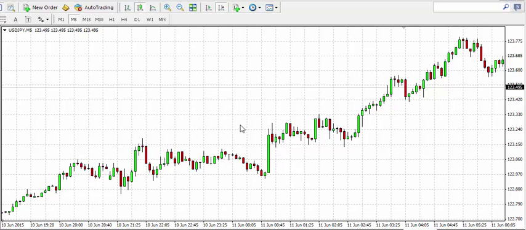When you're looking at this chart as a whole, here are your levels of support and resistance. Here's your first level of resistance, your first level of support. Level of resistance, level of support. Level of resistance, level of support. Level of resistance, level of support. Level of resistance, level of support.